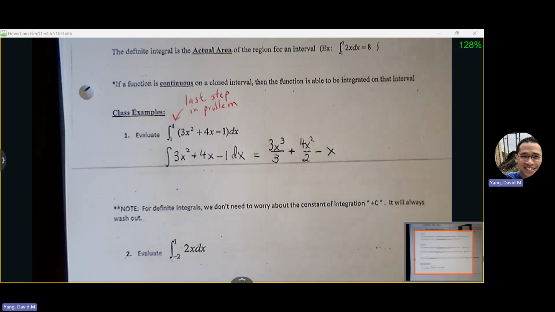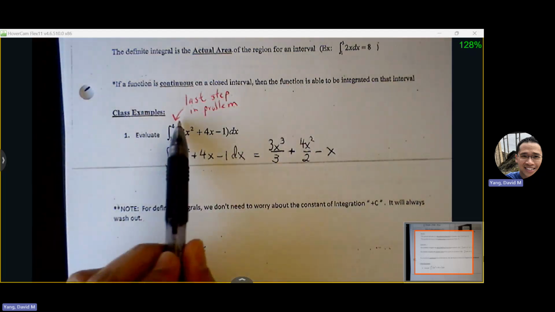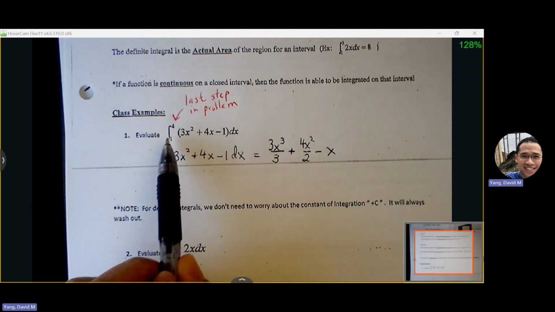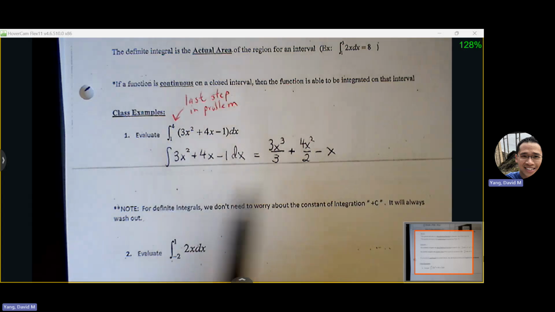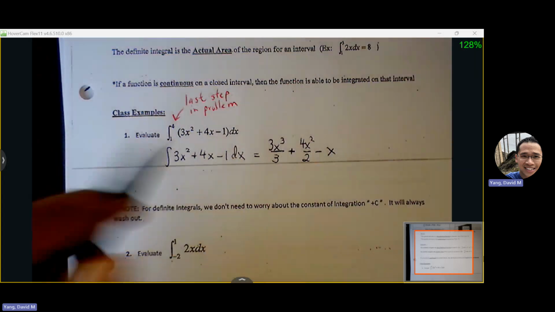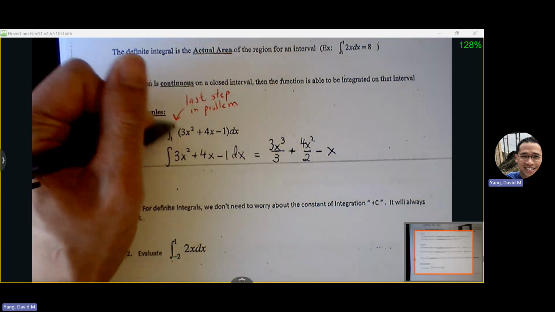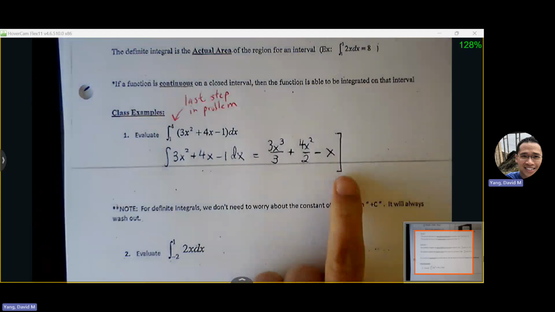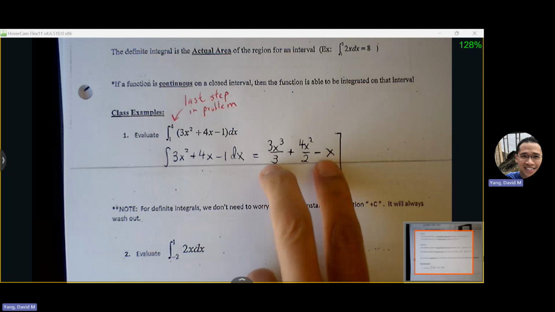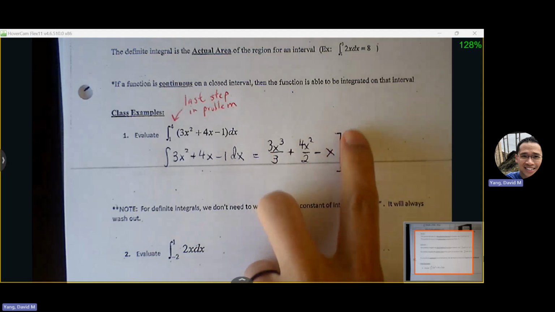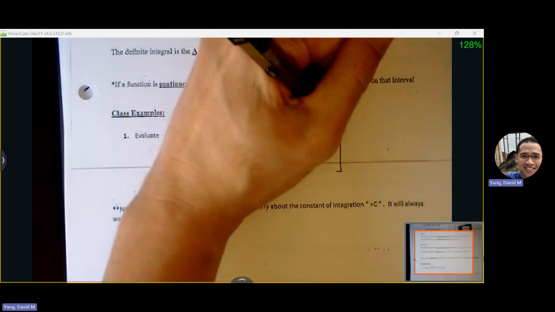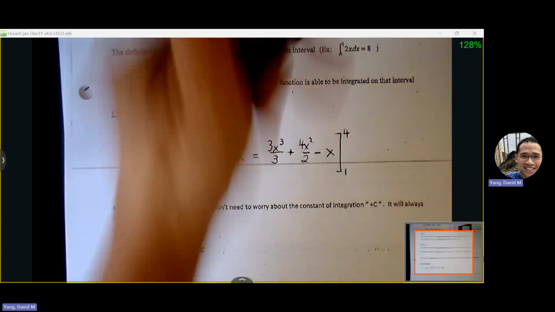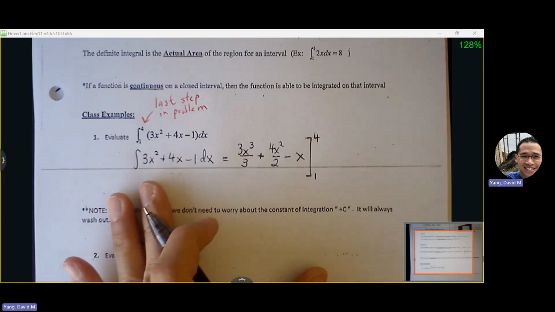Now we have bounds involved for this problem, so we're not going to put a plus c. The plus c would indicate that there's a family of functions that all share the same derivative, but now we're pinpointing down to a specific number. We're trying to get an area of a region, so we're not going to put a plus c, and rather to indicate that we're ready to involve the 1 and 4, we're going to put a half bracket there. A half bracket just indicates I have my antiderivative and I'm ready to use my upper and lower bounds to be involved in my answer.